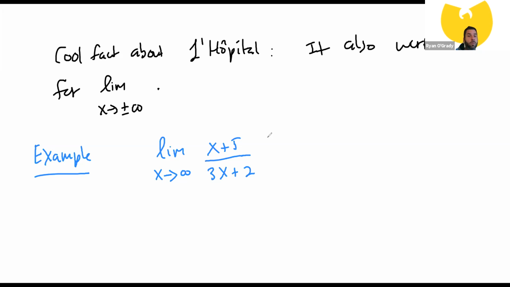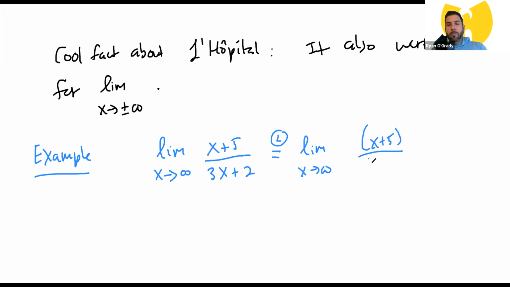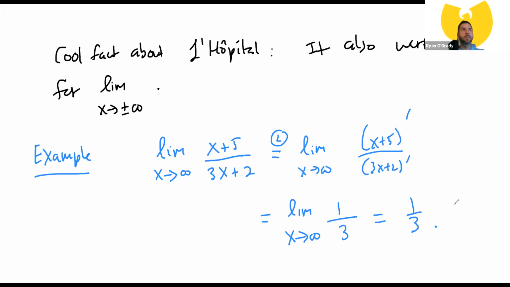And the reason this limit's 1/3 is because the degree of both of these leading terms is 1, and so it's the coefficient. But L'Hopital says that you can take the derivative of each piece, and so the derivative of the numerator is 1, the derivative of the denominator is 3, and so you get 1/3. Not that you would necessarily compute this limit that way, but you could if you wanted.